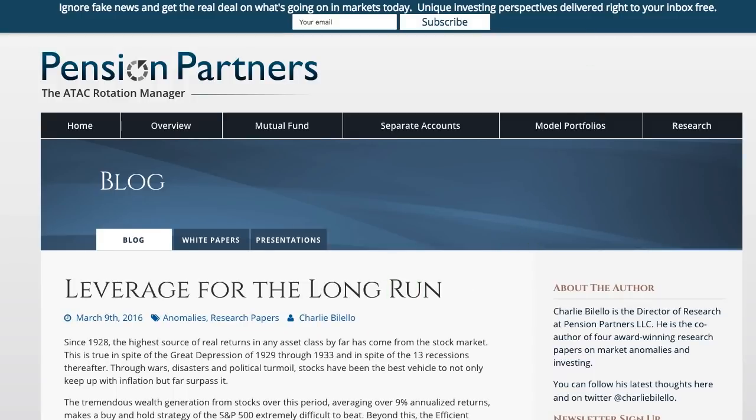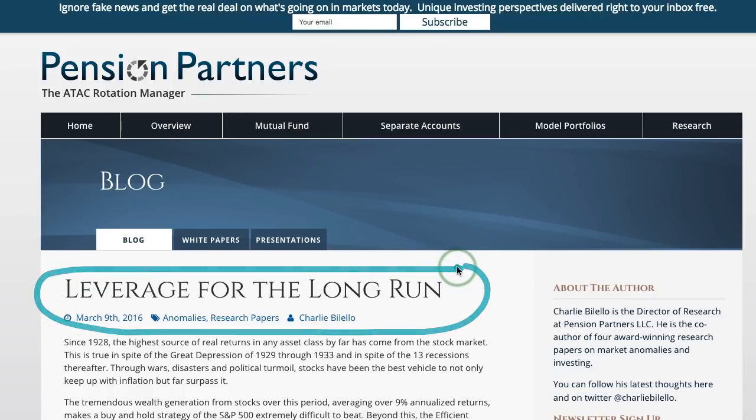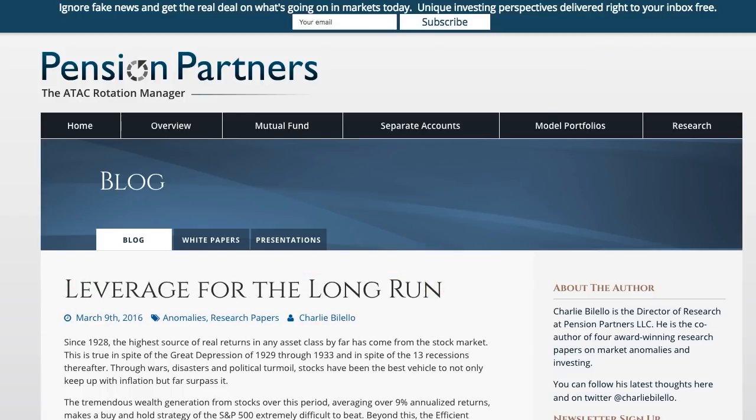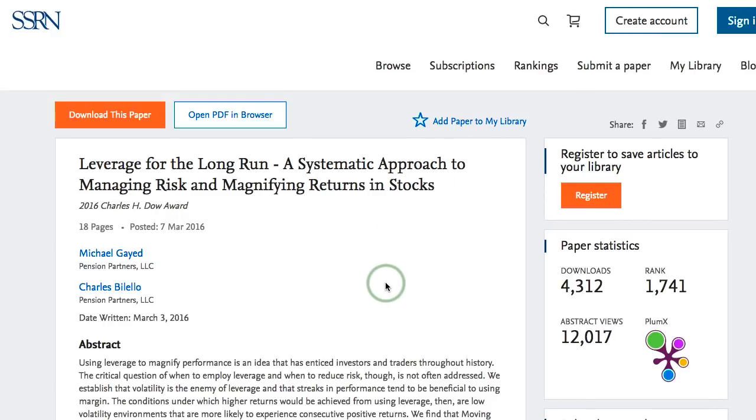Here is the post that Charlie wrote after the paper came out, Leverage for the Long Run. And here is the link for the paper if you want to read it, and I would recommend you read it. Now, what is it about? Well, I'm going to take a look at the paper and highlight some of the main points that I think we need to keep in mind, especially now that the S&P 500 is below its 200-day moving average.